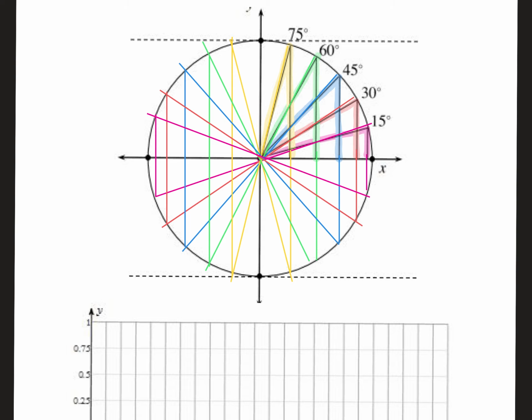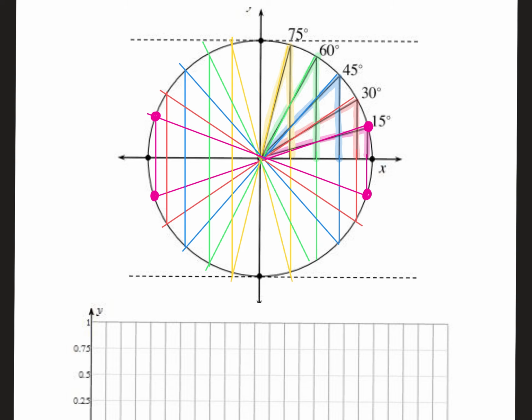Okay, so now we're going to do what we did in the previous video, and also what we did with sine graphs, to graph the cosine function. So to do so, I've drawn all of the triangles in, and you'll see you have these 4 pink triangles that will all be 15 degrees from the x-axis.